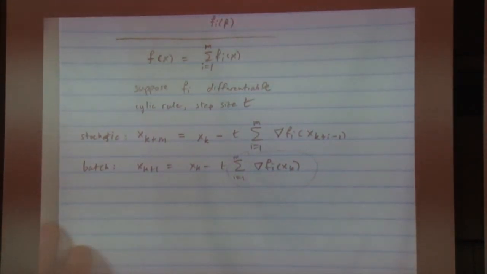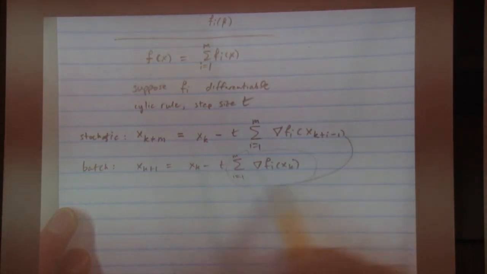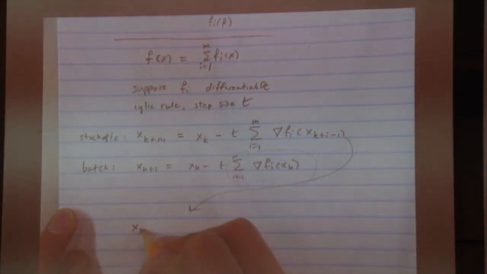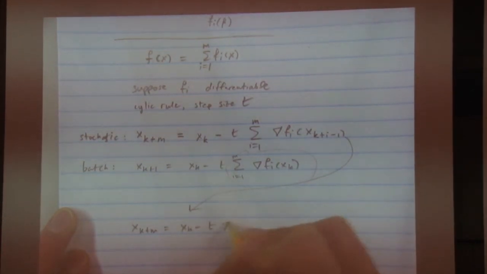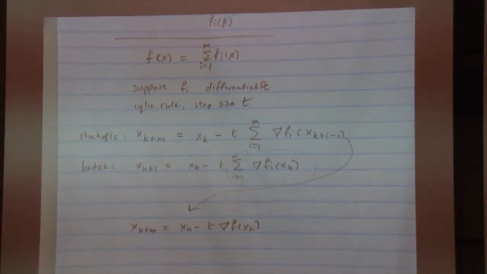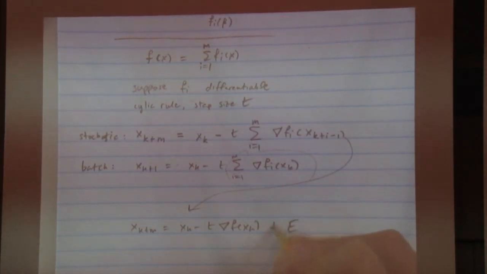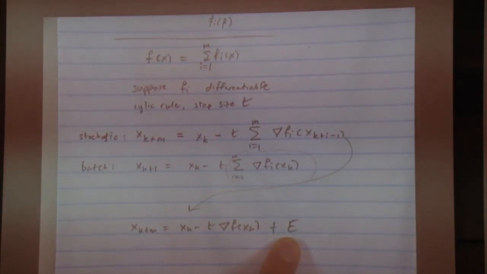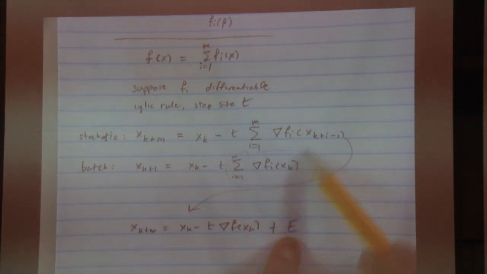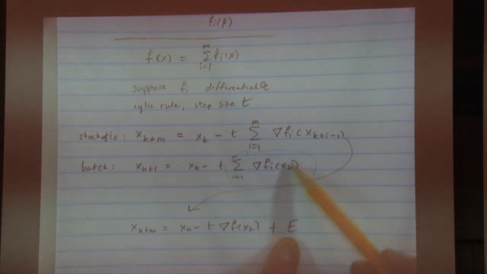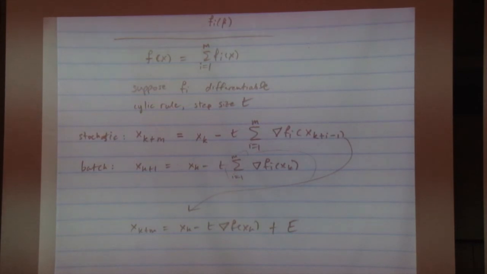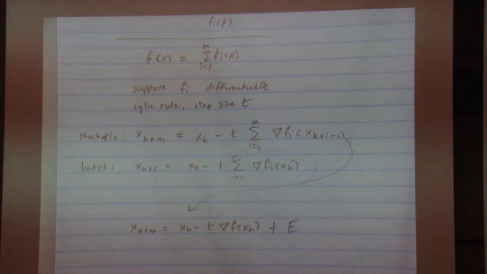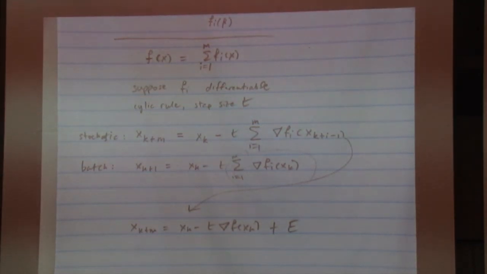So I can write this as x k plus m is xk minus t times the gradient of f at xk plus some capital E, which stands for error. That error is just going to be the difference between these two functions, right? Which I've written out in the slides here. This is the error. It's the sum over all the functions of the gradient of fi evaluated at, say, xk plus i minus 1 and xk.